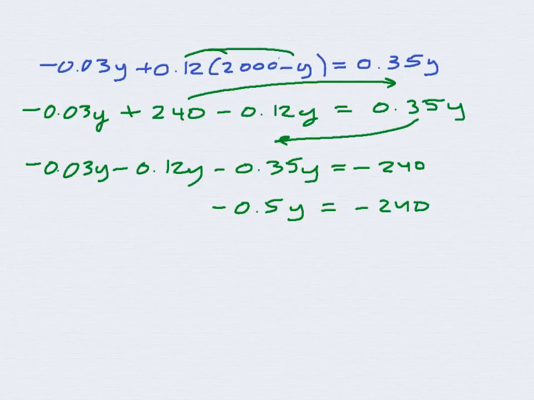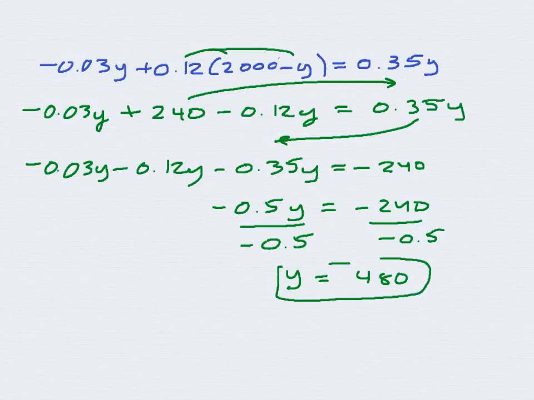You want to get y by itself. Divide by the coefficient. It happens to be a negative. Divide both sides by the negative 0.5. Use your calculator. It's going to give you positive 480, which you could go back and plug in everywhere there's a y, put that number in, and see if the left side equals the right side, but only, again, if you have time.